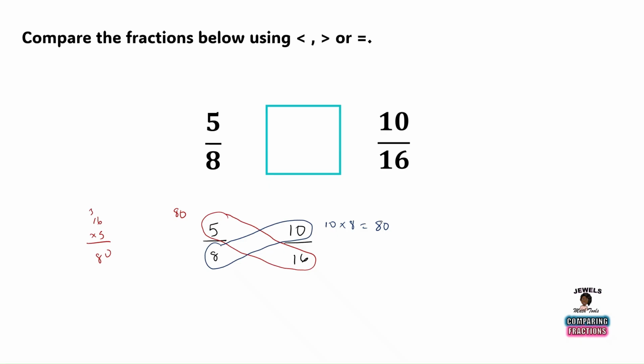And then to conclude it, we'll be multiplying our 8 times 16. 8 times 6 is 48, which will give us 128. So our denominators will be 128.